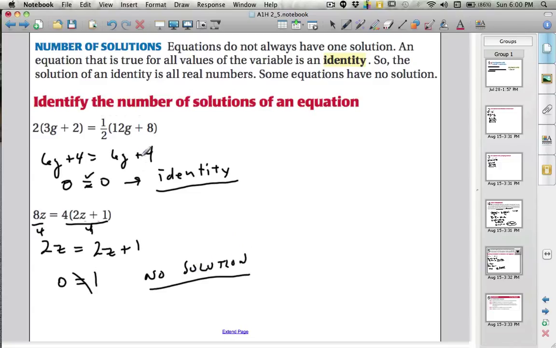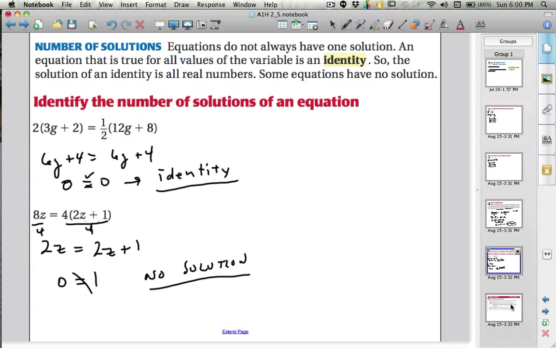Okay, these are both similar circumstances. When I solve the equation, the variable drops out. When I'm left with a true statement, it's an identity equation. And when I'm left with a false statement, there's no solution.